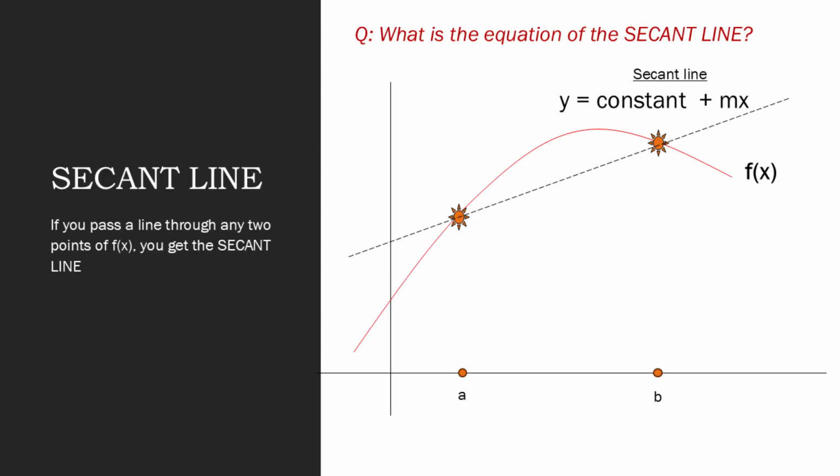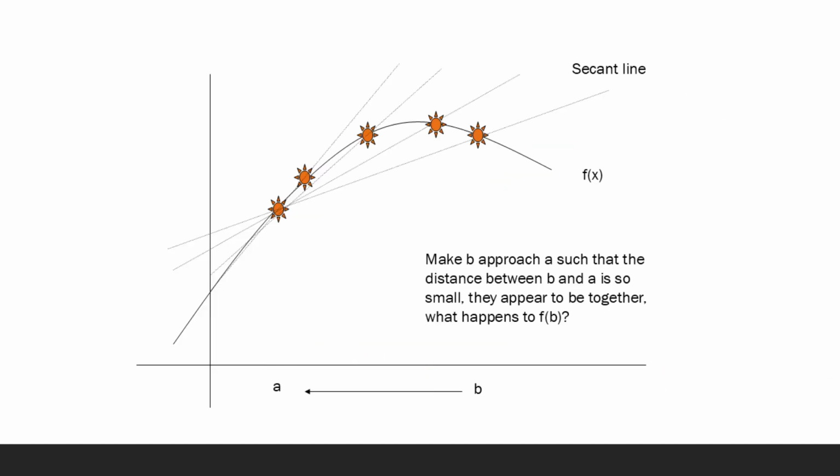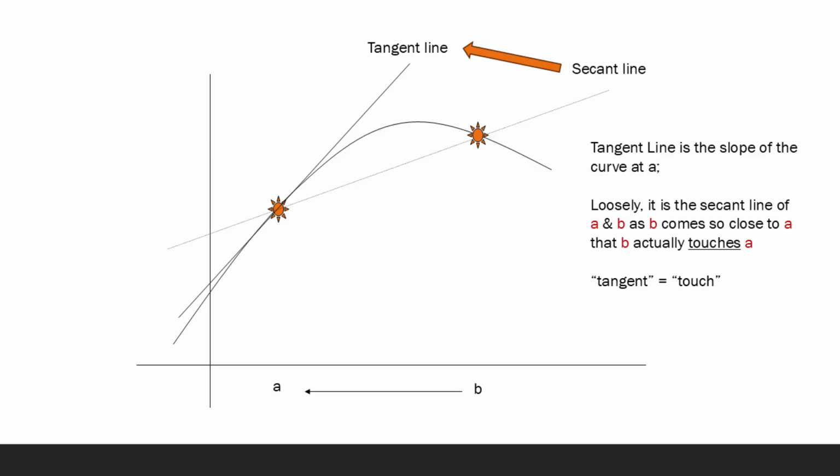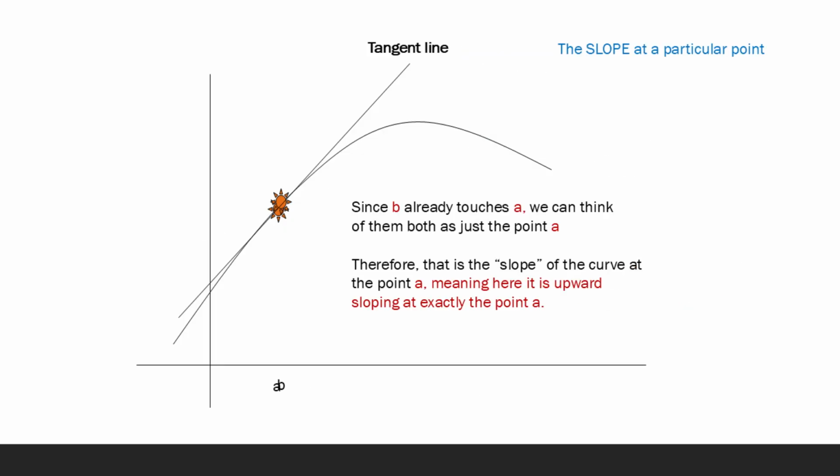Therefore, what is the equation of the secant line? We can just call it y equals constant plus m times x, where m is the slope of the secant line. However, what happens if we let b come closer to a? Let's make b approach a such that the distance between b and a is so small that they appear to be together. As b approaches a, the secant line will start to look like this, which is called the tangent line, because the tangent line is the slope of the curve at a. That is, loosely, it is the secant line of a and b, but b is so close to a that b actually touches a. And we know that tangent means to touch. So you can think of the tangent line as the slope at the particular point rather than the slope of 2 points that are far.